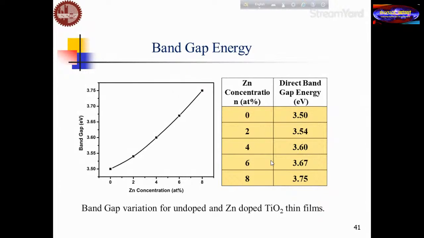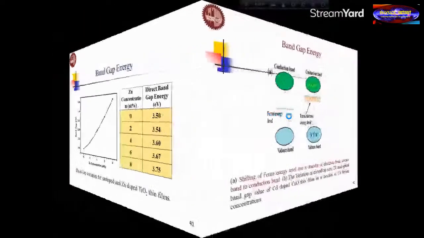The band gap, you see, here the doping concentrations are 0, 2, 4, 6, 8%. There is a blue shift here. We can say the band gap is increasing here. That is called the blue shift.